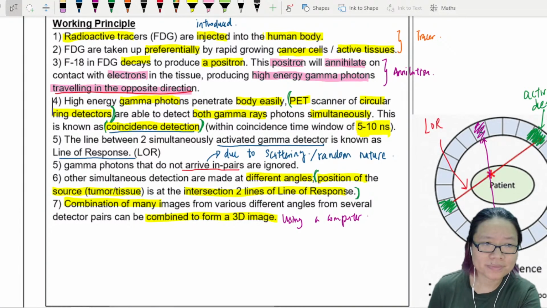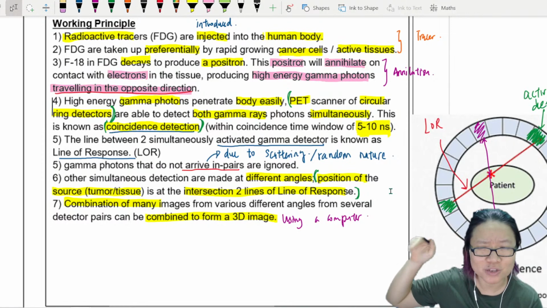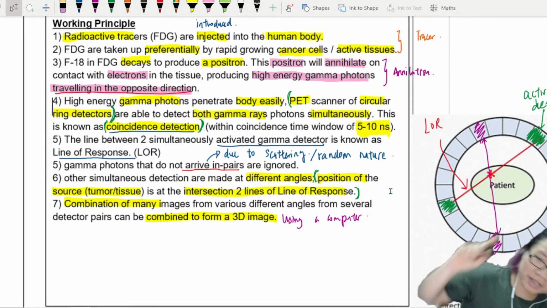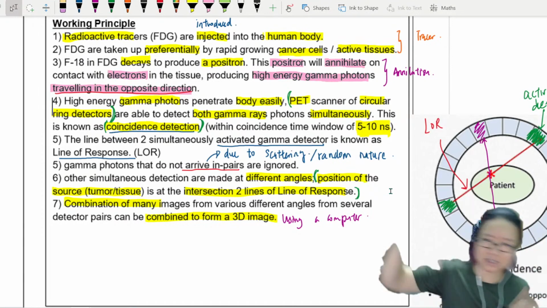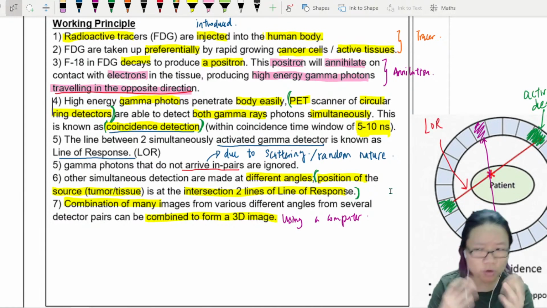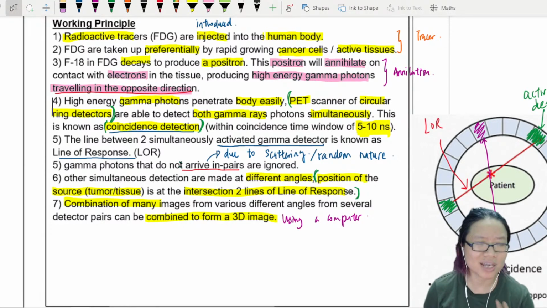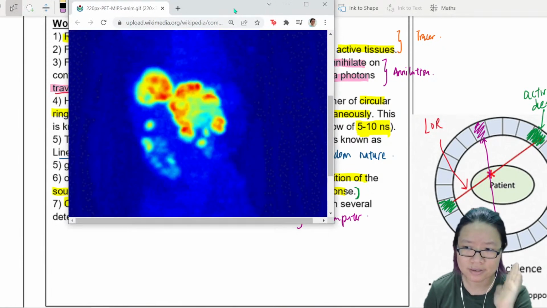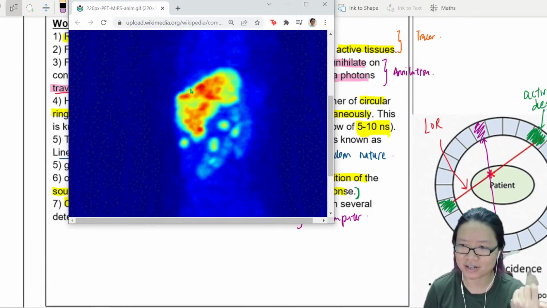So the position of the tumor is the intersection between two lines. So there's probably some coordinate geometry and some coding happening here, but we just need to know simultaneous detection, draw a line. So where they intersect is probably where the source is. And we will ignore things that don't arrive in pair. And we combine many of these images to form this 3D rotating drawing of a liver cancer in a patient.